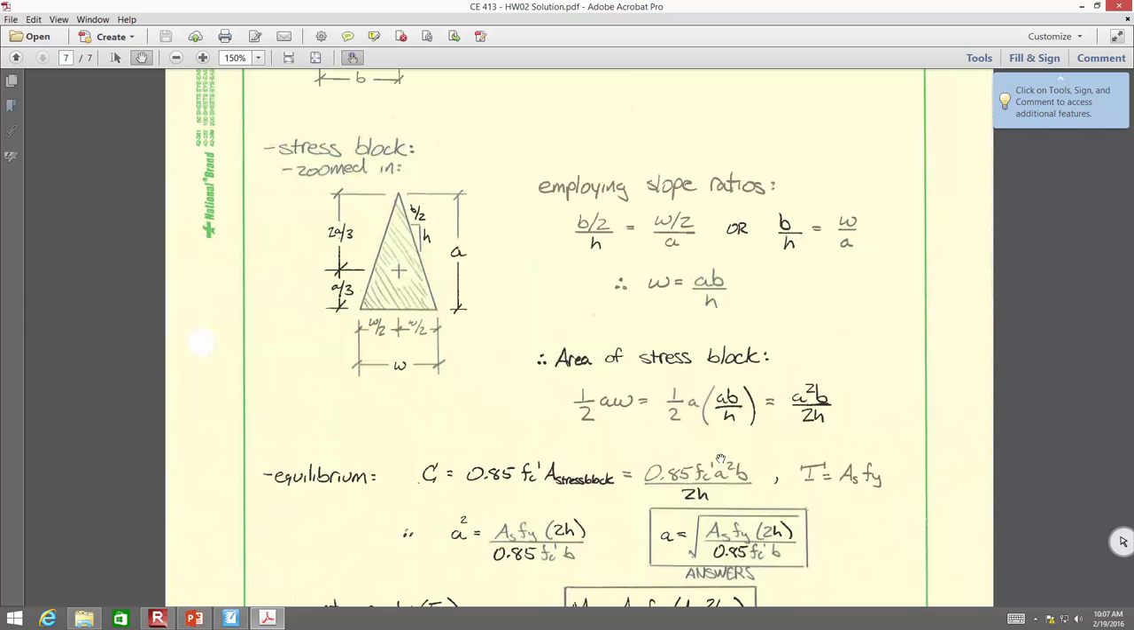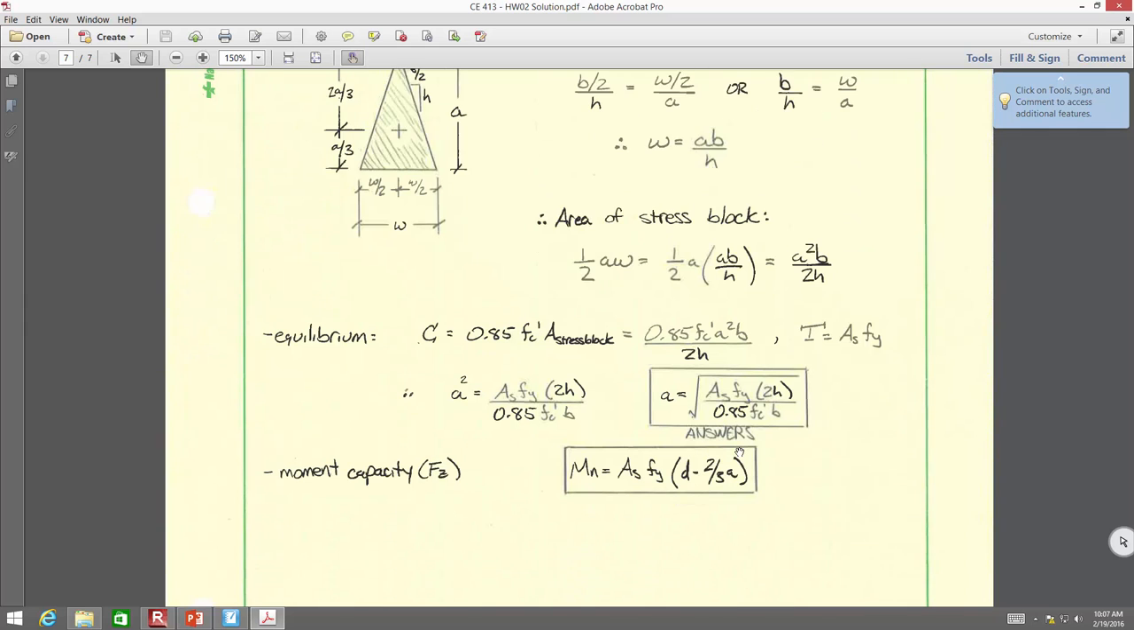Pretty straightforward. As for the moment capacity, all I was looking for was this. MN is AS FY times the moment arm. The moment arm is not D minus A over 2. It's D minus 2A over 3, or 2/3 of A. Why 2/3 instead of 1/2? It's a triangle. The centroid of a triangle is 2/3 from the top. And that's it. Questions?